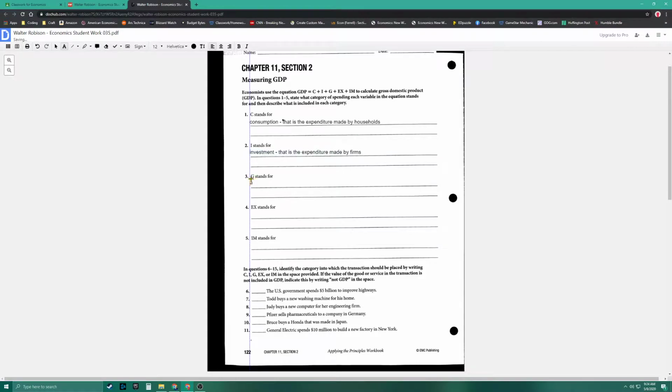All right, the G stands for government purchases. And these are expenditures made by the government, and it does not include government transfer payments.